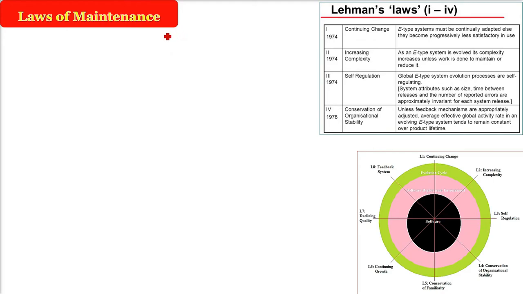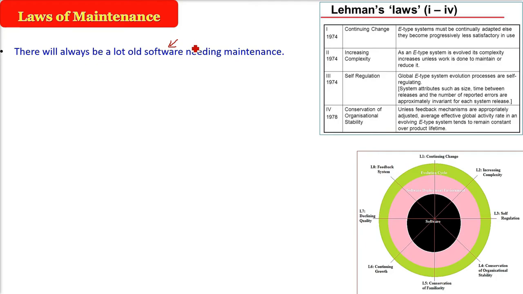Laws of maintenance. There are certain laws, rules, for software maintenance. Before that, there will be a lot of old software. The software which is made today will be old tomorrow. So there will always be a lot of old software that will need maintenance.